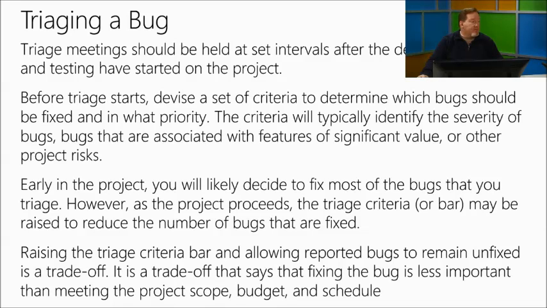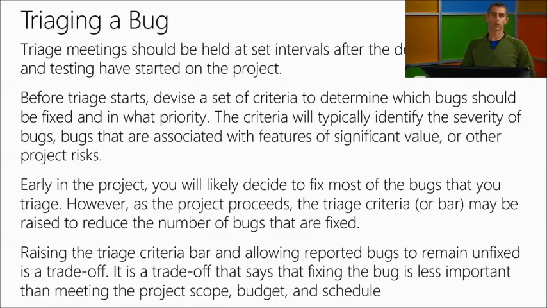Early in the project, you would likely decide to fix the bugs that are in the triage. But as the project proceeds, you may change the bar relative to what bugs you will fix and what bugs you won't fix. And there's a trade-off associated with that. You want to talk a little bit about that trade-off, because this is really where we come to the business decision that's a part of this triage discussion. Right. As you come closer to the end of a project, you get to the point where you have to make the trade-off decisions.